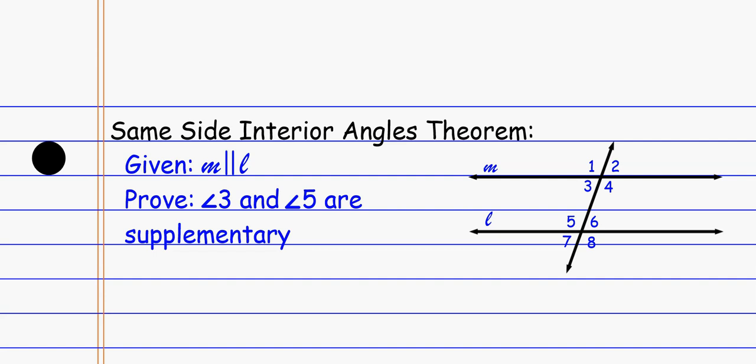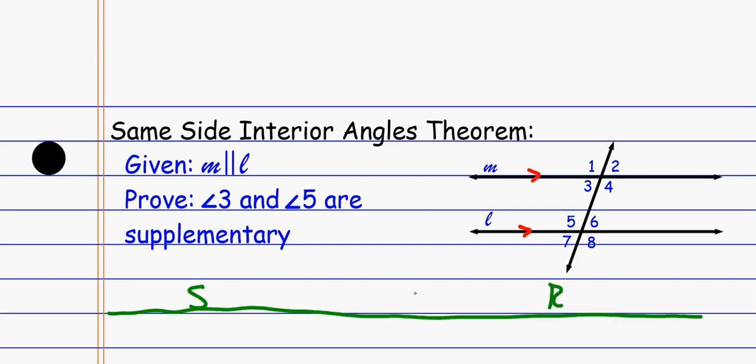Next, we're going to do the same side interior angles theorem, all right? And so what I'm given here is that M and L are parallel, all right? So now I know I have parallel lines, and I want to prove that angle 3 and 5 are supplementary. And so angle 3 and 5 are same side interior angles, so I'm trying to prove that same side interior angles are supplementary, okay? In other words, that they add up to 180. So I'm going to mark the parallel lines on my picture again because I like to have it done that way.